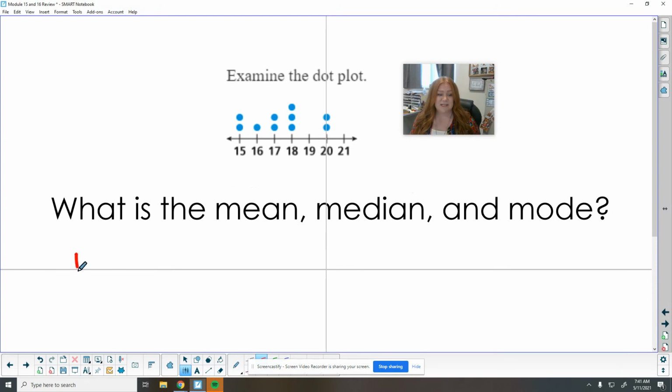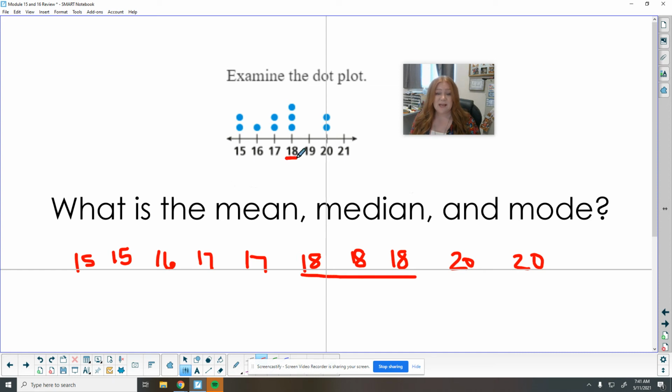So I have 15, 15, and I have a 16, 2 17s, 3 18s. I don't want to write it quite that close to each other. It looks like 1 19. And then I have 2 20s. So we can find the mode, and that one is a really nice one to look at on the dot plot. I can also see there's 3 of these here, and this is the peak here. So the mode is 18.